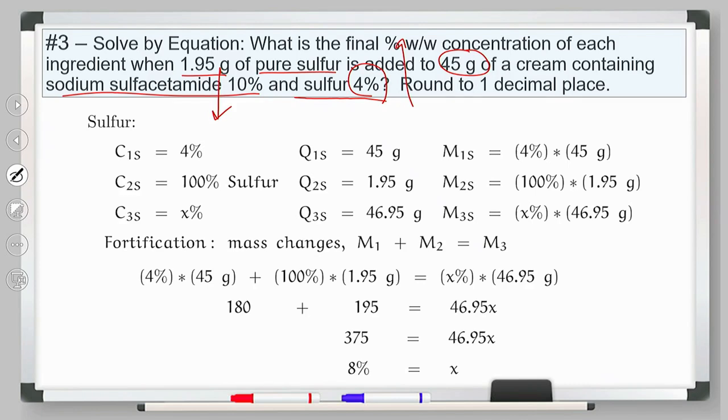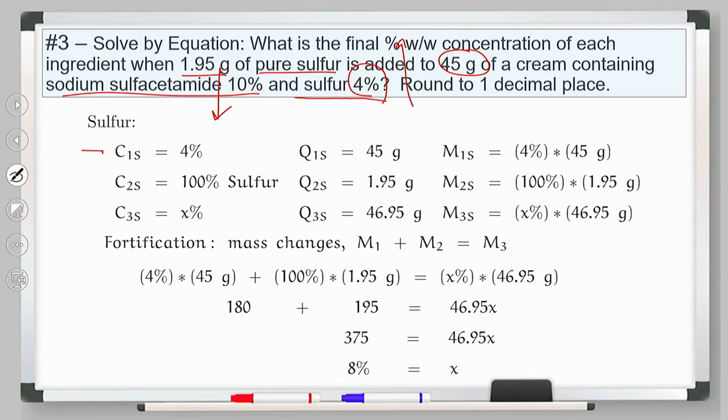So don't do both at once. You can do either one first or second. It doesn't matter. I'm going to do the sulfur. I'm going to use the algebraic method, which says C times Q, my concentration times my quantity, plus concentration and quantity, gives me a final concentration and quantity. So let's just list those out.